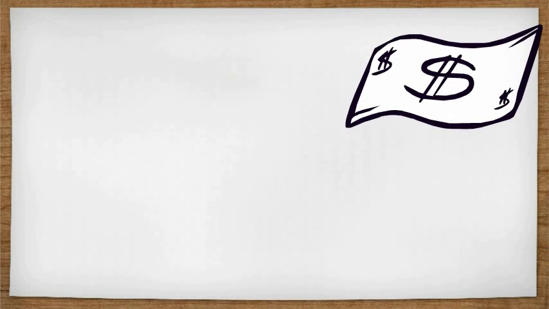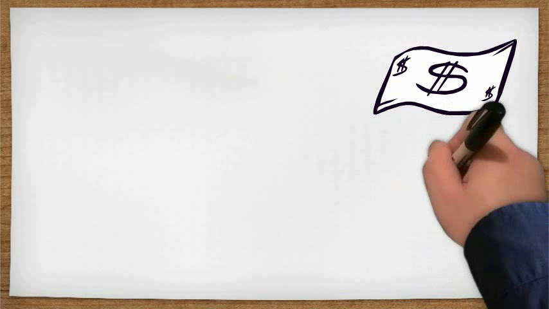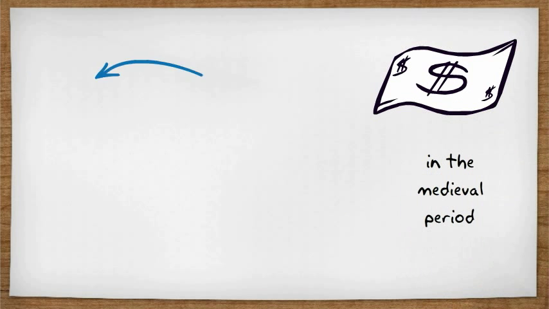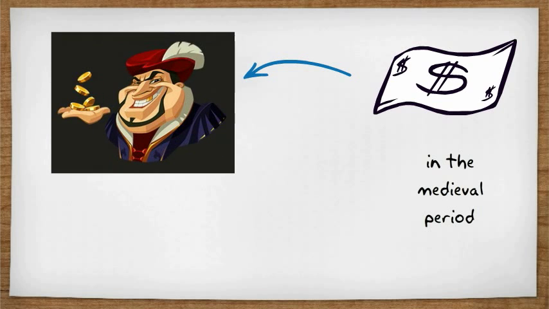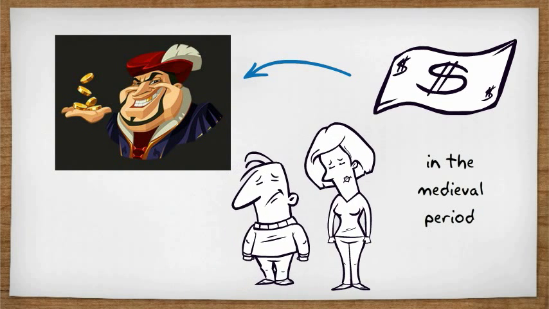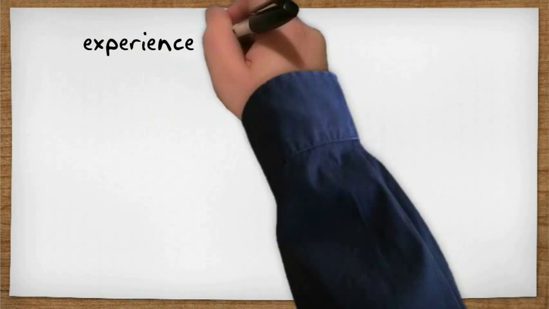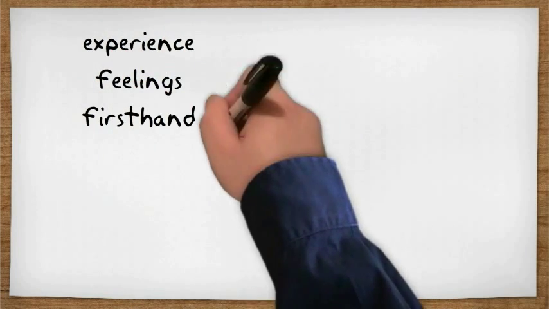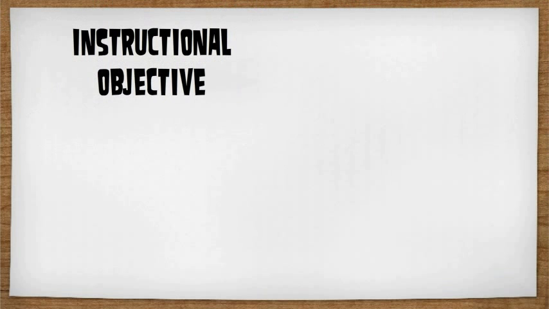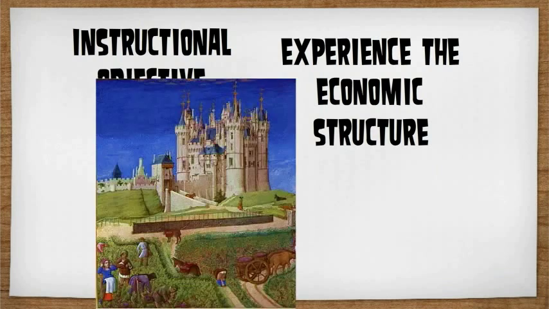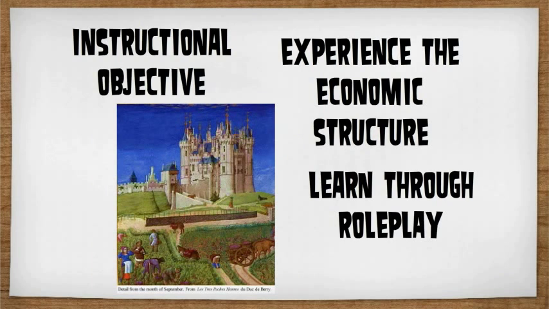Students need to know how wealth was created and distributed through society in the medieval period. The way that people handed over what they had to those above them was sometimes cause for discontent among the peasants. This activity will help students experience firsthand the feelings that this system created in a population. The overall instructional objective is that students will experience firsthand the economic structure of the manorial system through role play.